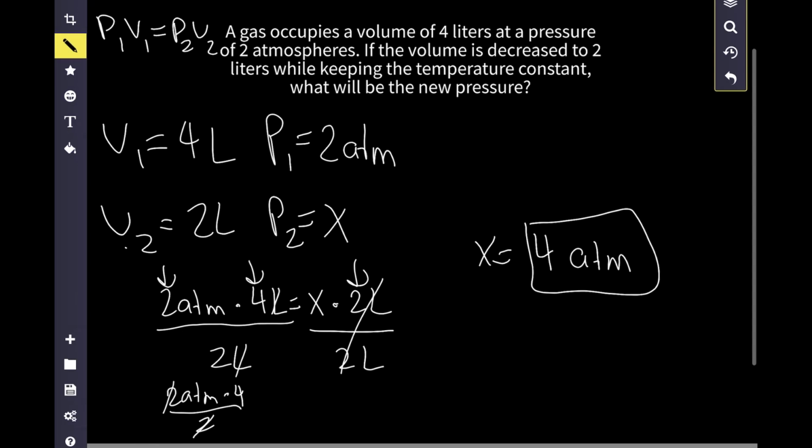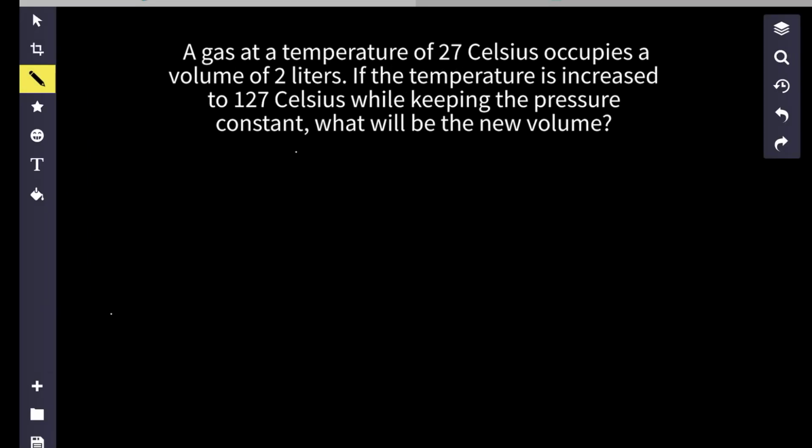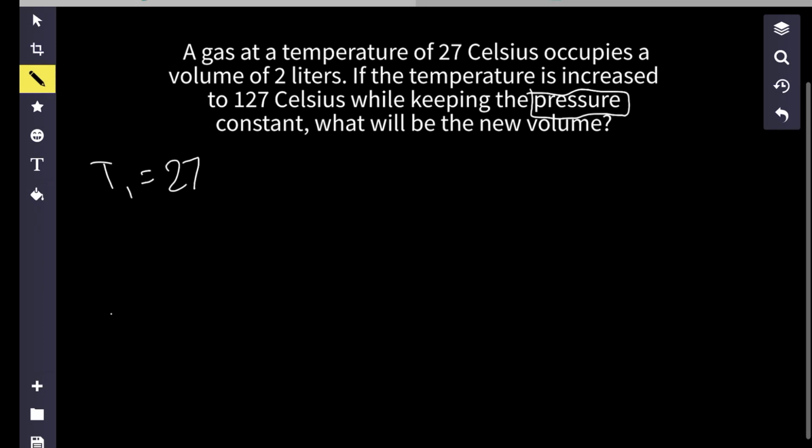And in this case, we have a gas at a temperature of 27 degrees Celsius that occupies a volume of 2 liters. If the temperature is increased to 127 degrees Celsius, while keeping the pressure constant, what will be the new volume? Because our pressure is constant, we know that we're not going to use a formula for this. Our initial temperature is 27 degrees Celsius, and it occupies a volume of 2 liters.